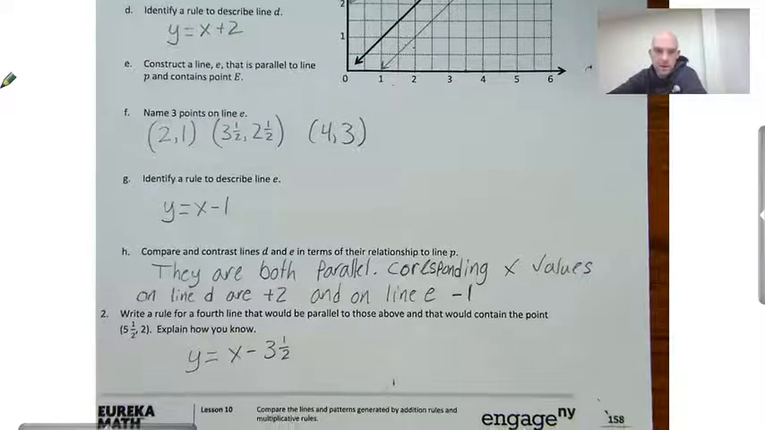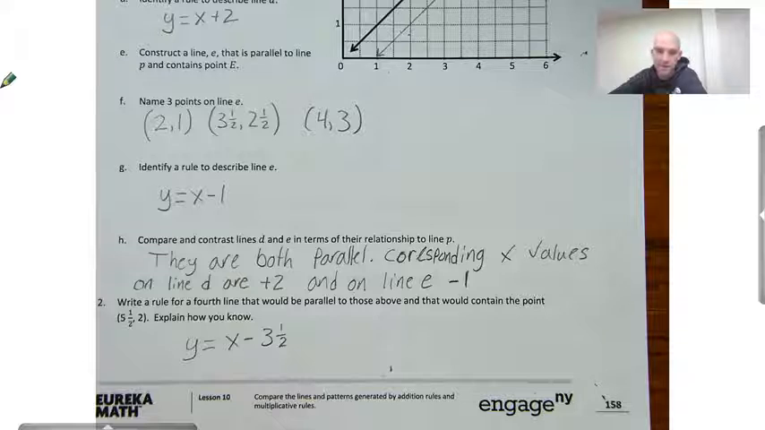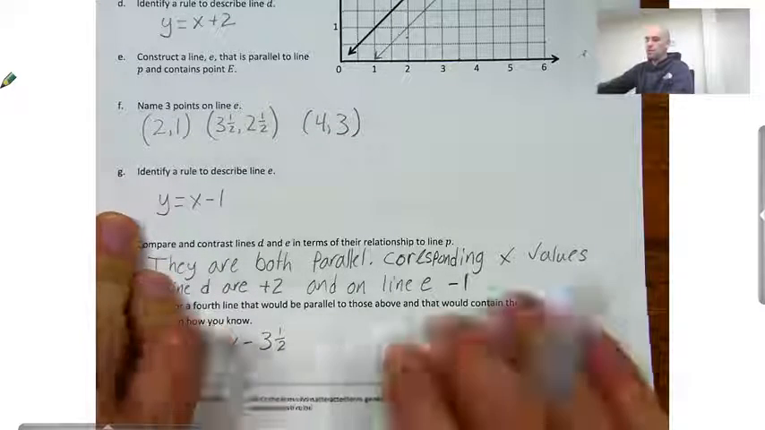Oh, yeah, I'll move that down a little bit. So this is write a rule for the fourth line that would be parallel to those above that would contain the point 5.5, 2. And I said y equals x minus 3.5, because 2 is 3.5 less than 5.5, and if it's parallel, then we know that it's not going to include any multiplication or anything else. It's just going to be a minus a number, and that will be our rule. So let's move on to the next page.